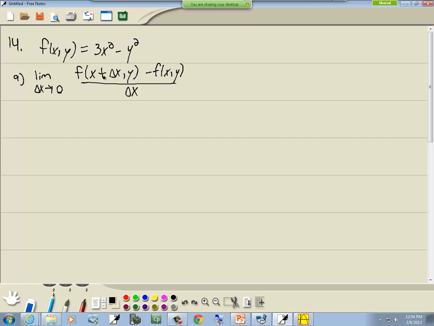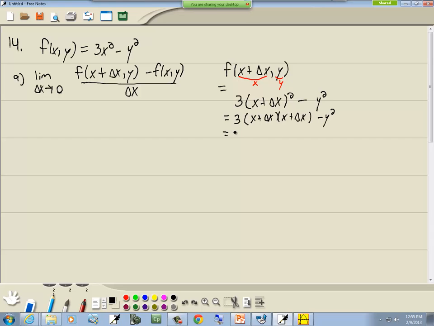Okay. And in order to plug it into this formula, we need f of x, y, which we're given. We also need this. So let's find f of x plus delta x, comma y. Now, we're going to plug this in for x, and we'll plug this in for y. So we go back to our original function, and we'll plug the x plus delta x in for x. So I've got 3 times x plus delta x squared minus, now plug y in for y, so that just gives us y squared. So we've got 3 times x plus delta x times x plus delta x minus y squared.